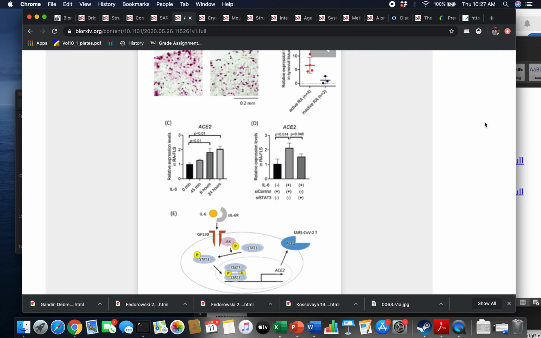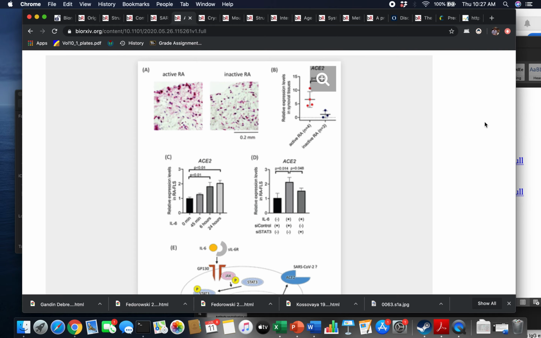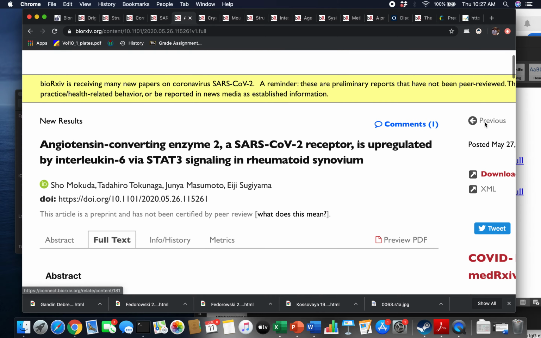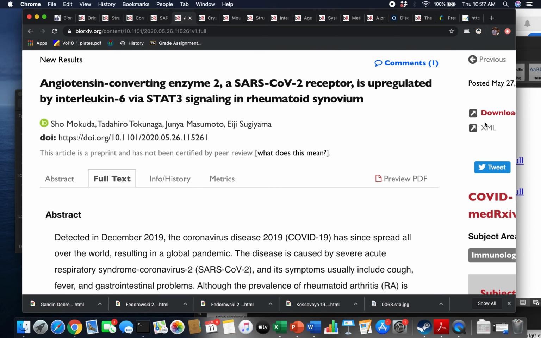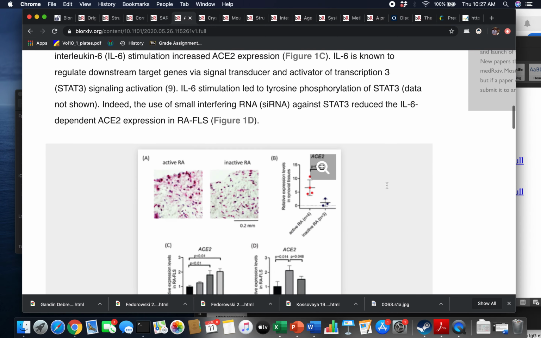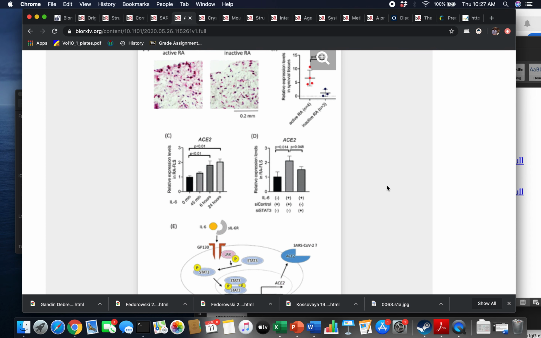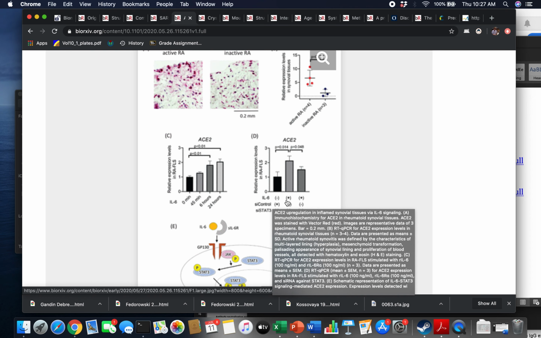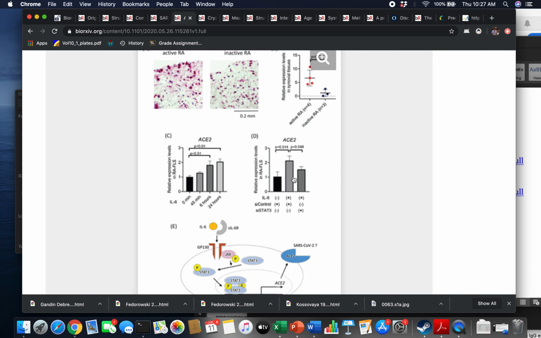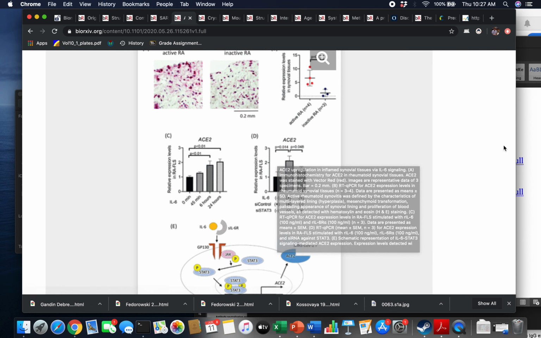Next paper. So this one is looking at the rheumatoid synovium, I think. Isn't that right? Yes, okay. So this is on your joints. This is like a little wrapper layer. And what they're showing is that when you have a lot of interleukin-6 around, so figure 1D hits that nicely, so interleukin-6 is plus, then you will have lots of ACE2, which is the virus receptor.